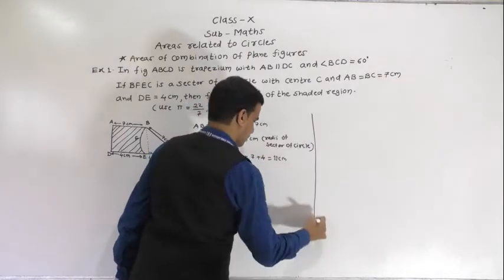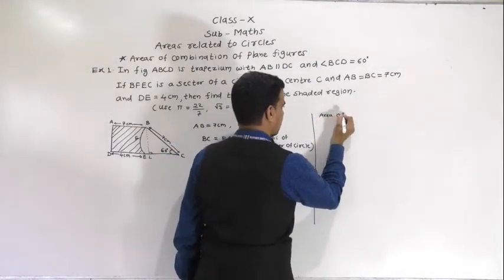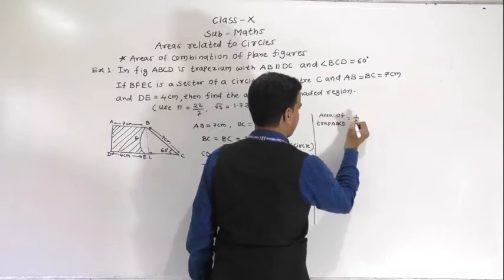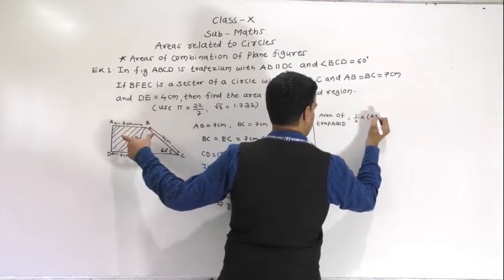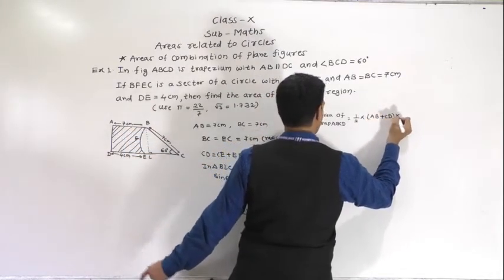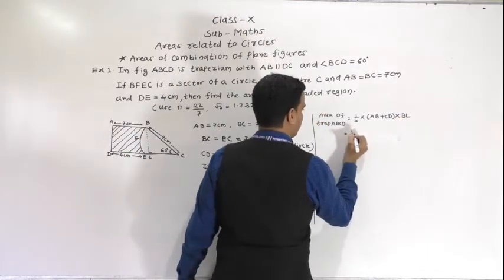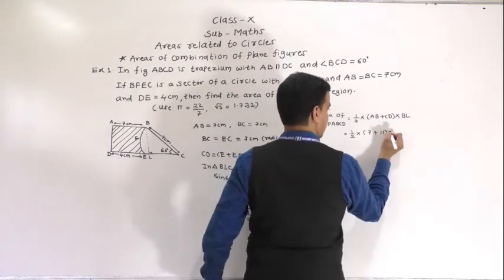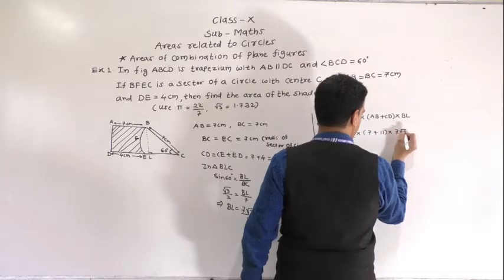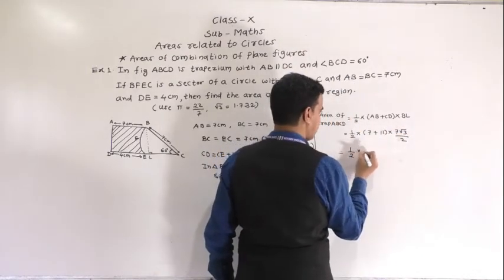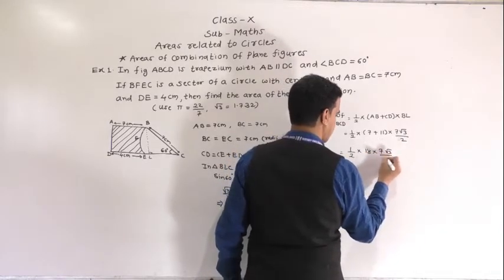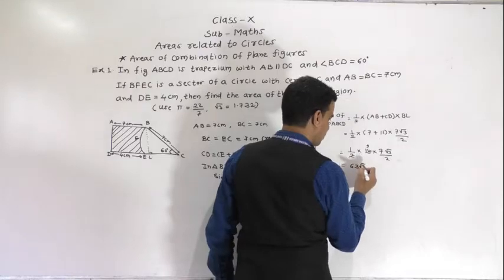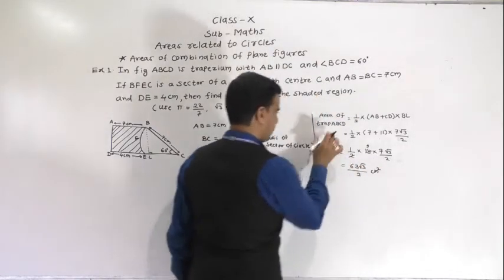Now the area of trapezium. Area of trapezium ABCD is equal to half into sum of parallel sides, that is AB plus CD, into height BL. So half into AB is 7, CD is 11, into BL is 7 root 3 by 2. So this is half into 18 into 7 root 3 by 2. 9 sevens are 63, so it is 63 root 3 upon 2 centimeter square. This is the area of trapezium ABCD.